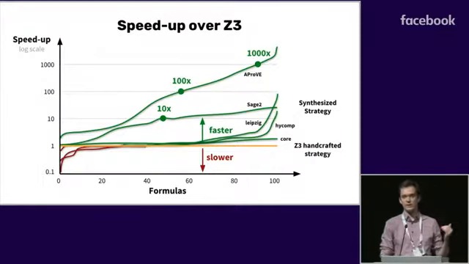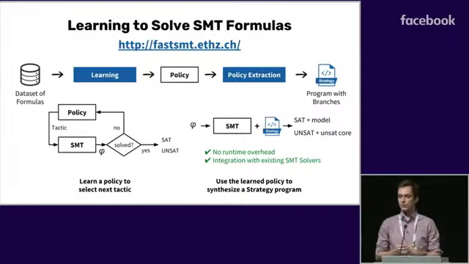And there are also cases when we are slower. We investigated this, and it turns out they're mostly because the policy extraction is not as expressive as the policy itself. So with this, I just want to say that all our code, experiments, and data are available online at fastsmt.ethz.ch. And with this, I'm happy to take questions.